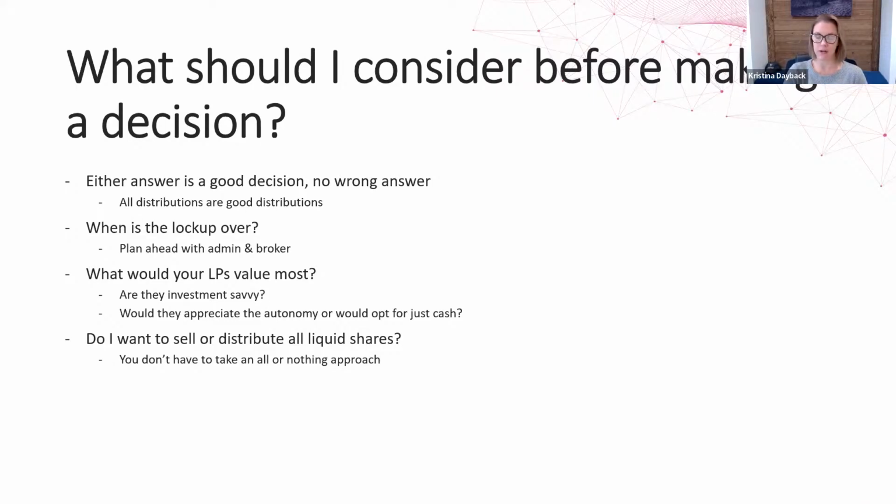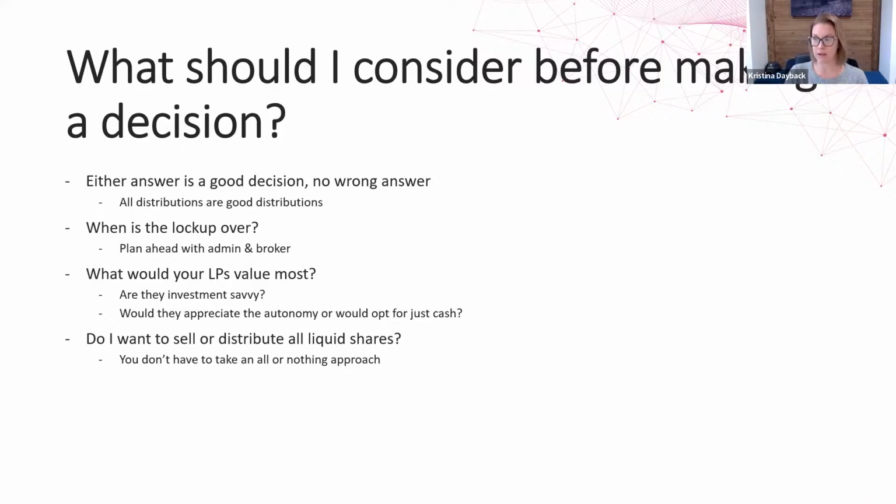The other thing to consider is, when is your lockup period over? A lot of the times it's 3 to 6 months after IPO. Make sure that, depending on which way you want to go, you're planning ahead with your fund admin and your broker. If you're doing a stock distribution and you want to distribute those shares the day of lockup, you need to include those vendors sooner rather than later, so they can make sure that they have all of their ducks in a row to be able to facilitate those distributions.